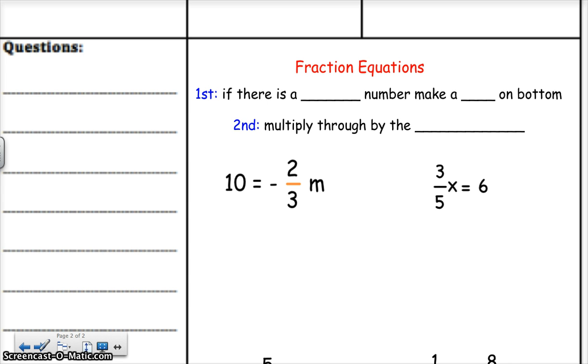If there is a whole number, you just make a 1 on the bottom. So when you are dealing with fractions in algebra, if there is a whole number, you just make a 1 on the bottom. If you're going to deal with fractions, you might as well have them all be fractions. Okay? Much easier to deal with. And then, secondly, you multiply through by the recip. Reciprocal is the technical word. Reciprocal with no abbreviation.